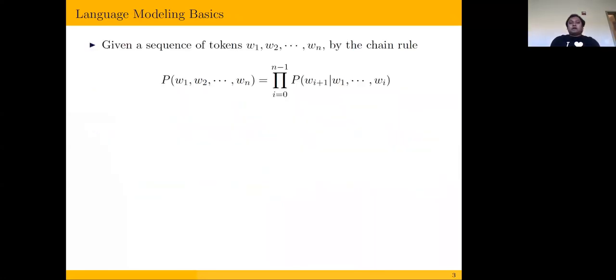All right, so abstractly speaking, given a sequence of tokens W1 to WN, we want the model to compute or assign a probability to the sequence of tokens W1 to WN, right? And by the chain rule of probability, this can be broken down as a product of n terms, each of which represents a conditional probability. So P of W1 multiplied by P of W2 given W1, followed by P of W3 given W1, W2, and so on, right? The standard chain rule of probability.